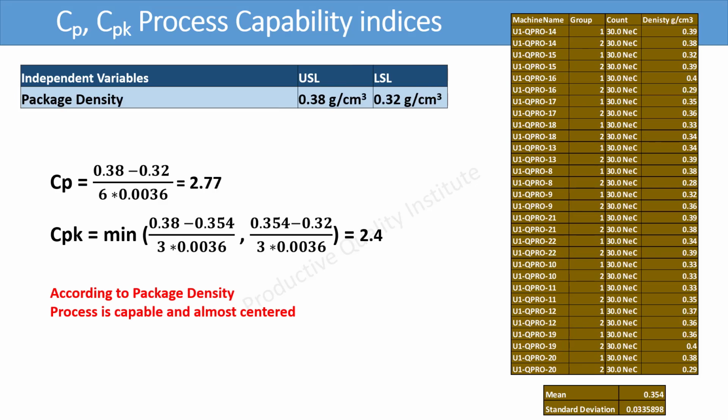The table shows the collected data for package density with USL of 0.38 gram per cubic centimeter and LSL of 0.32 gram per cubic centimeter. Meanwhile, it shows the calculated mean value and standard deviation. The Cp is equal to 2.77 and Cpk is equal to 2.4. According to package density, the process is capable and almost centered.